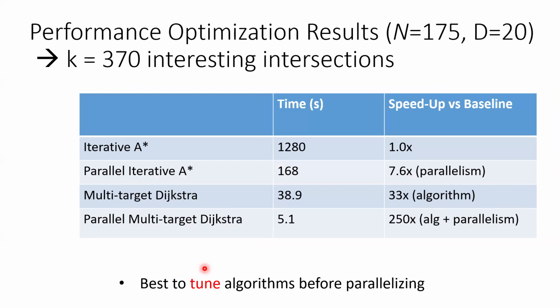So these are the measured times measured by us using the 4 options that we just discussed. The first one is iterative A star without any multi-destination Dijkstra or without any parallelization. We're using that as the baseline. Next, we parallelize this A star and we can see that it converges to something like 7.6x because we have an 8-core CPU.